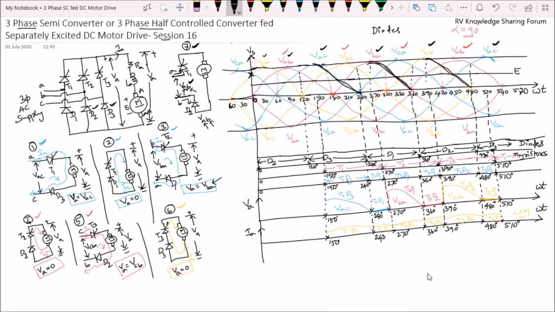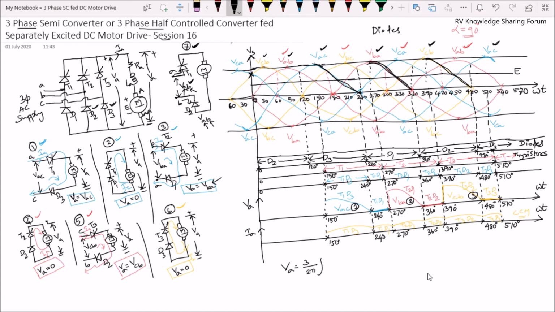So here our output voltage VA is equal to, we have produced 3 pulses, right? Please observe the output voltage waveform. Here is pulse 1, and here is pulse 2, and here is pulse 3. So we are able to produce 3 pulses out of 1 full cycle, right?